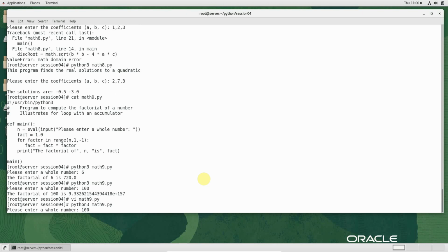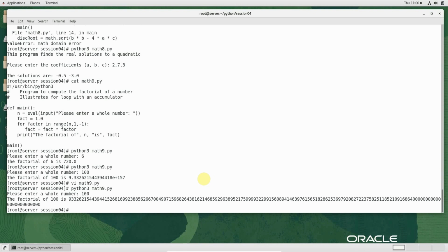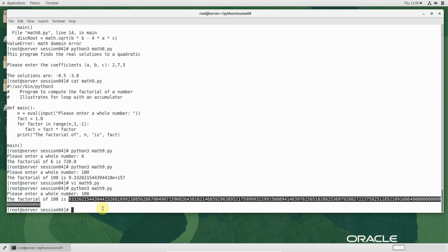I am typing the same value, 100. What a big number. Can you read it? This is the factorial of 100: 100 multiplied by 99 multiplied by 98 up to 1. This is quite a big number. So Python can handle numbers of this size.